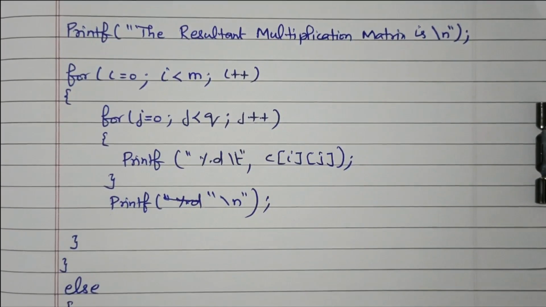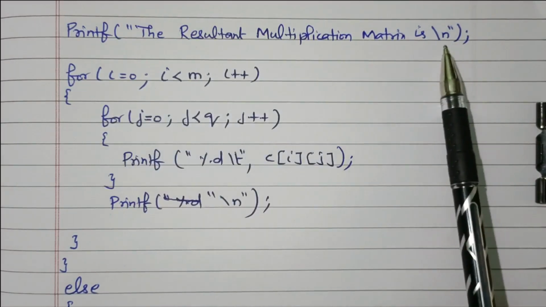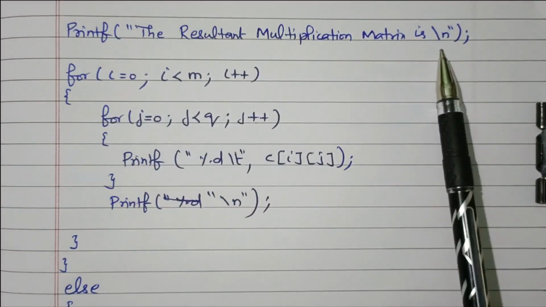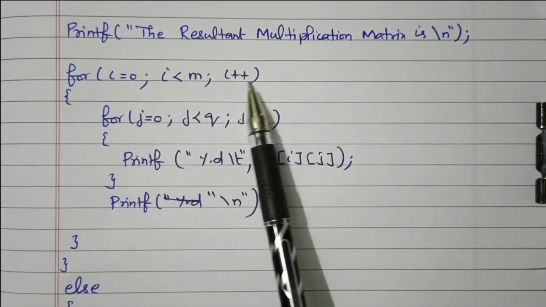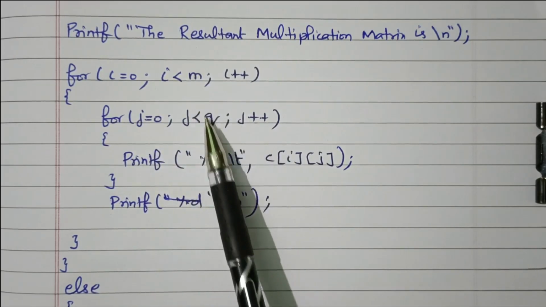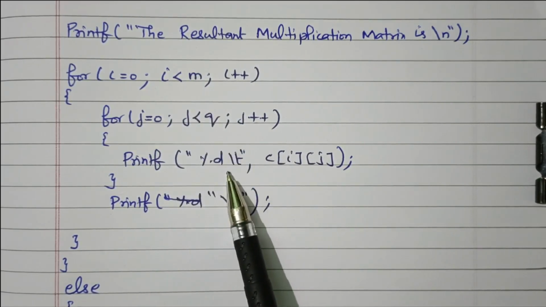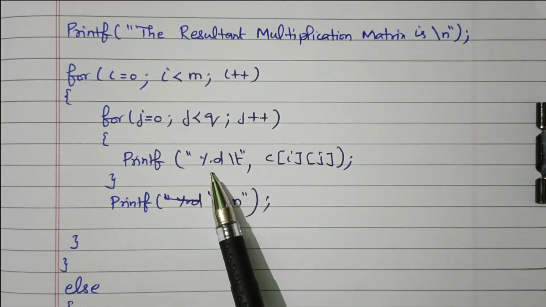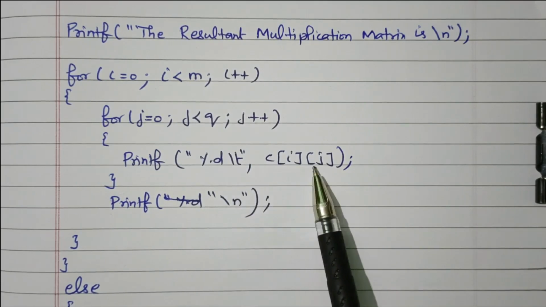The resultant matrix that is multiplied, we need to display, right? Printf of the resultant matrix, \n means after printing this line it will go to the next line. For i equal to 0, i less than m, i plus plus. For j equal to 0, j less than q, j plus plus. So the resultant matrix is also m into q, right? Printf of \t. This \t provides the tab space between the elements. After printing the first element, some space will be provided, C of ij.